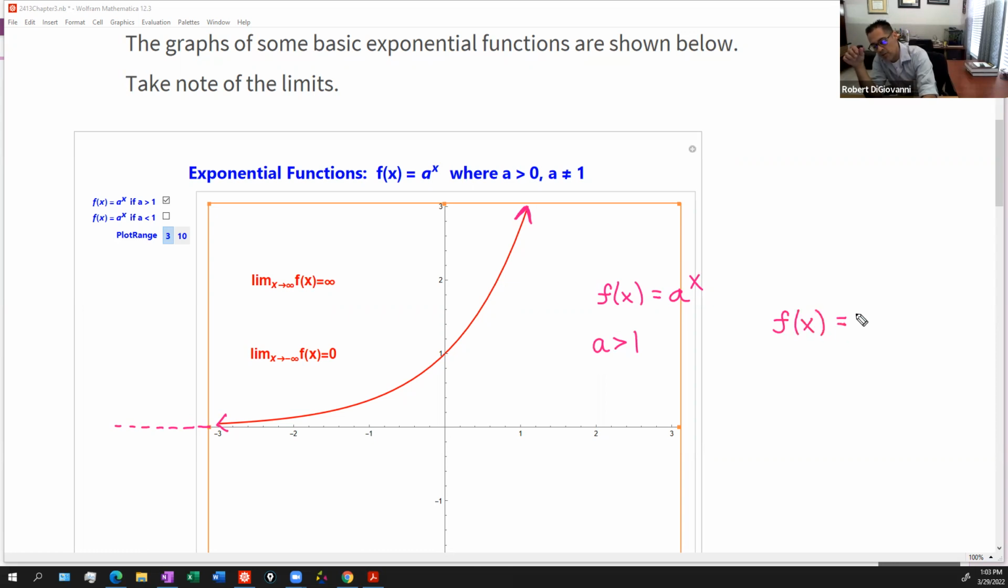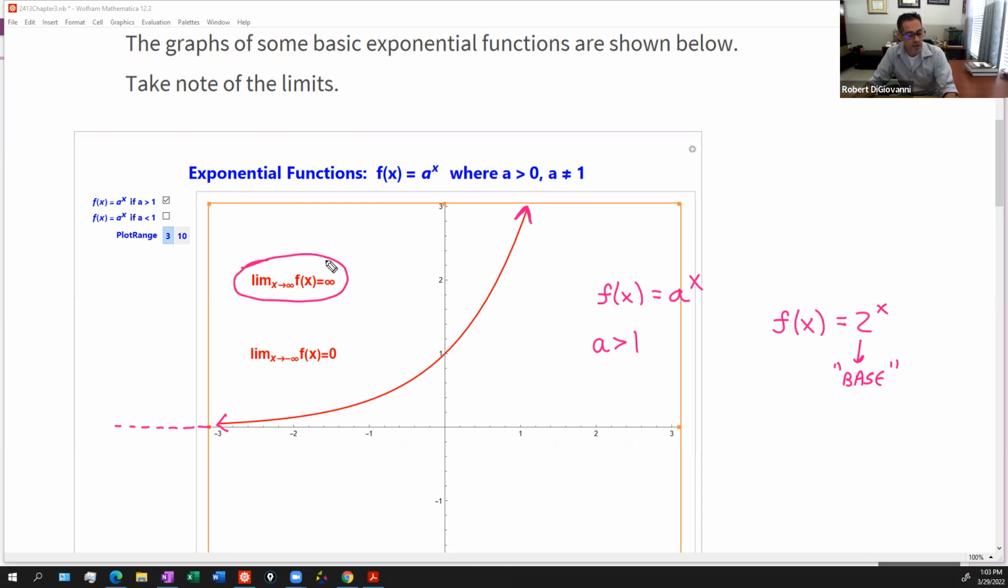I'll give you a specific example. f of x equals 2 raised to the x. That is an example of an exponential function. Here, we would say that the base of this exponential function is 2. So this is what we call exponential growth, because if you read this like a book from left to right, it grows, right?